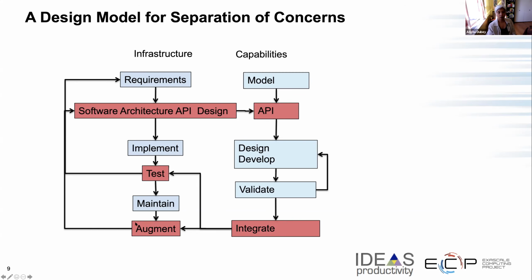Now, the augment word here comes in because there are times when a new capability addition may need some augmentation to the API design because of specific requirements that the new module is placing on the infrastructure. And that's why there is this feedback loop where you go back and look at the requirements and you enhance the software architecture and API design as needed.